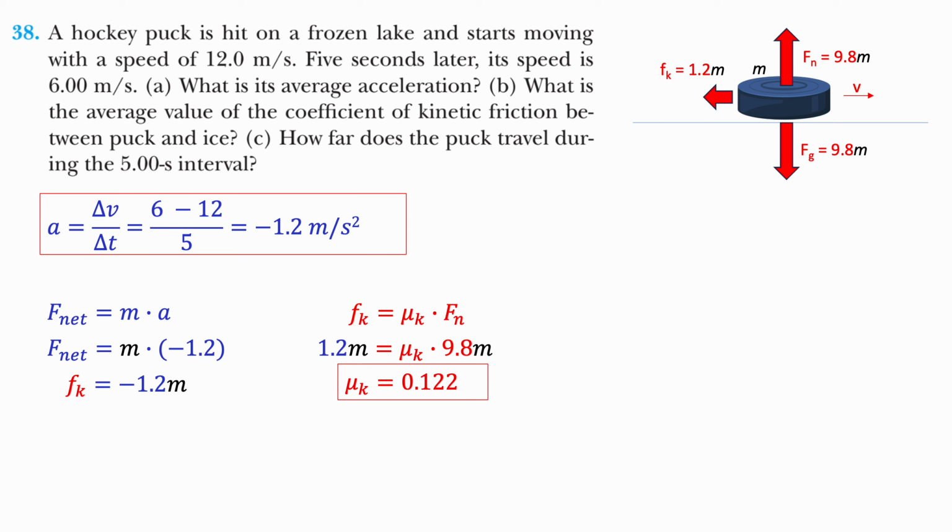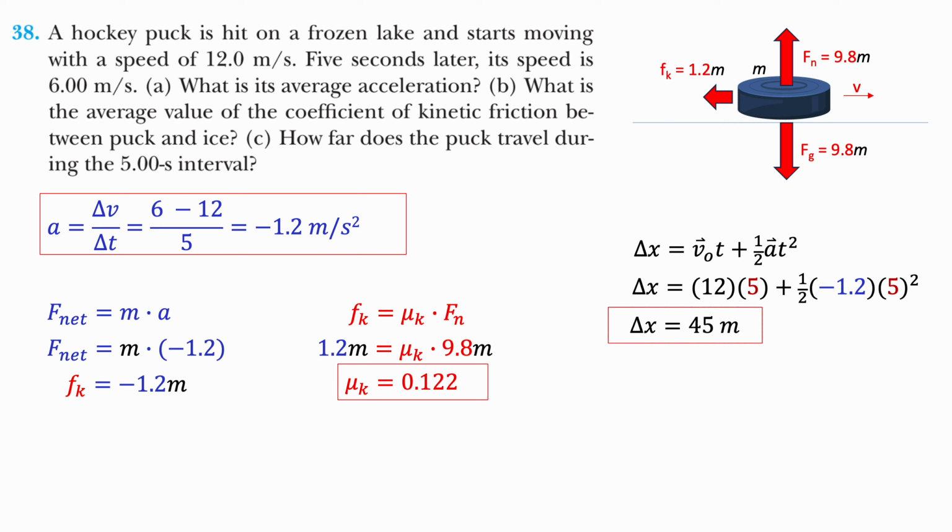Finally, part C, how far does the puck travel during the 5-second interval? Just using one of your kinematics equations. In this case, the initial velocity is 12, time is 5, acceleration negative 1.2. Are there other ways of solving this? Yeah, you could have done average velocity times time, or whichever you like. In any case, you'll discover that the distance is 45.